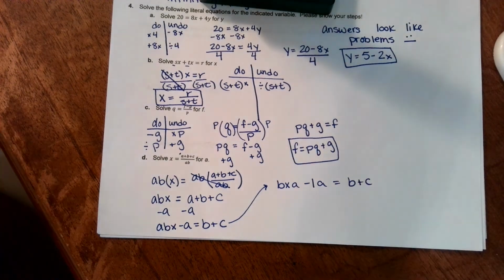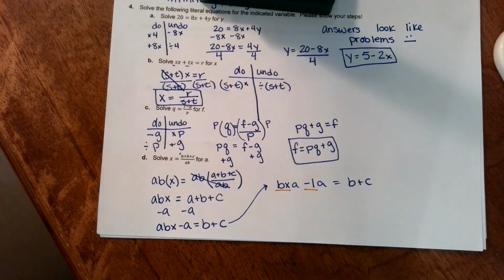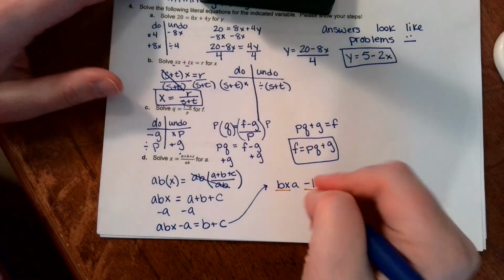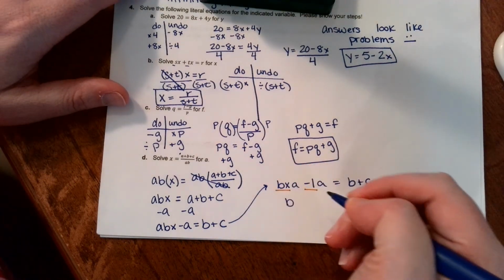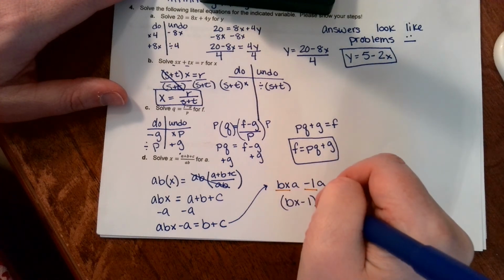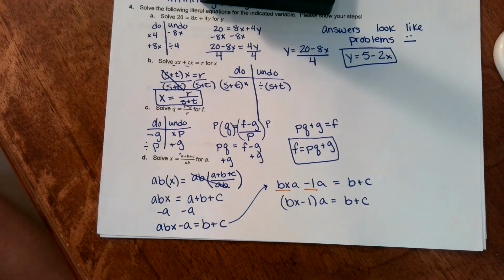And if we were to combine like terms, we would take this B and X and subtract 1, and whatever that difference was, we'd have that in front of A. Since we just have a bunch of letters, though, we're going to do (BX minus 1) in front of A equals B plus C. Okay, so now I only have 1A.